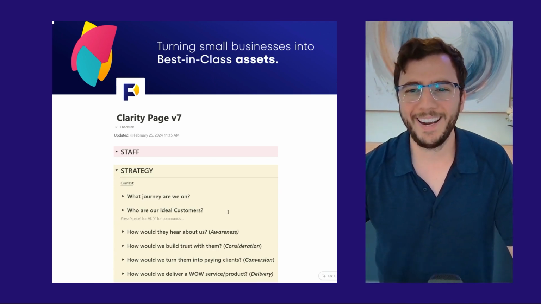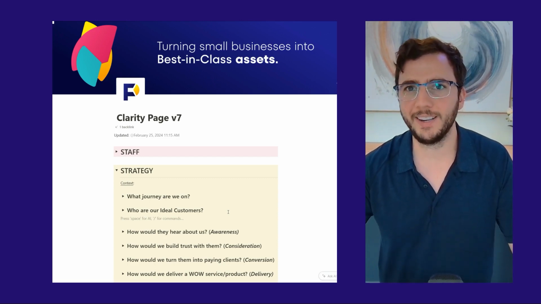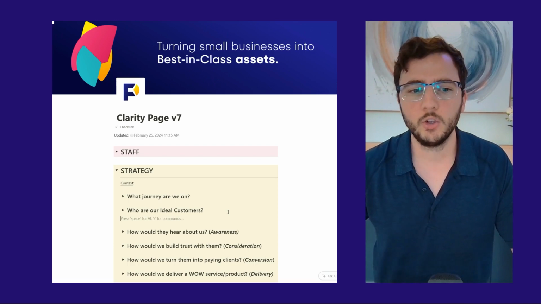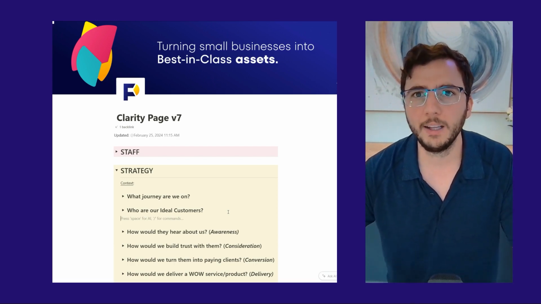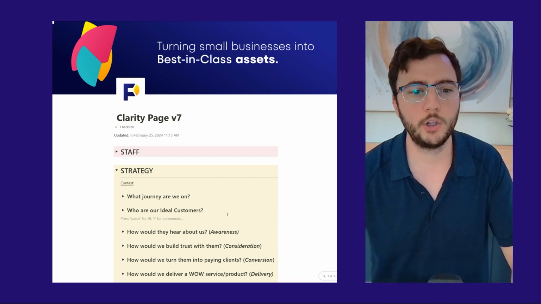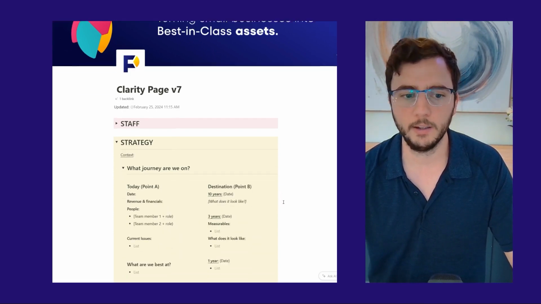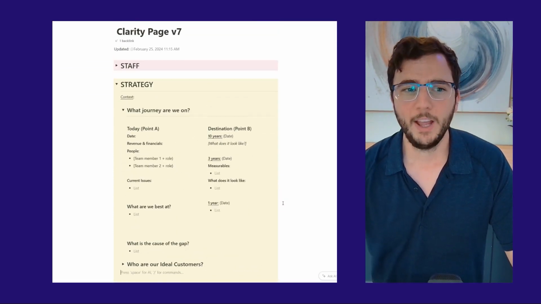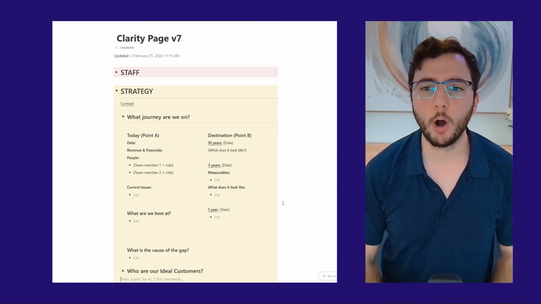Context. So a strategy without a destination is just a dream. So first, we have to identify what exactly do we have and where do we want to be? And that's the first question. What journey are we on? So when I open that question, let's see what it entails. One, we have point A. Point A is where we are today.